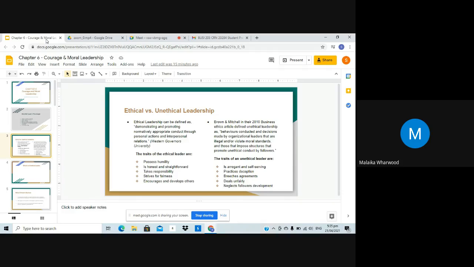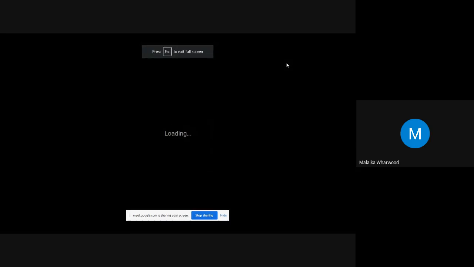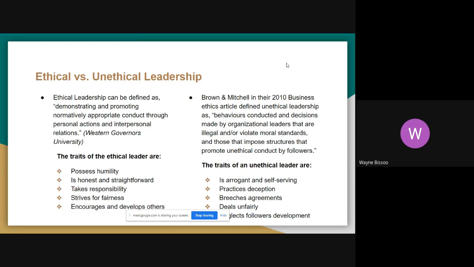Brown and Mitchell, in their 2010 business ethics article, defined unethical leadership as, Malika, could you click on present mode? The slides are a bit small for us to see. Oh, I'm sorry. Okay, present. All right, that's better. And the little tab there in the bottom that says something, just click on hide. Okay, lovely. All right, one second. Who's Firefly? All right, continue. Sorry about that. That's okay.